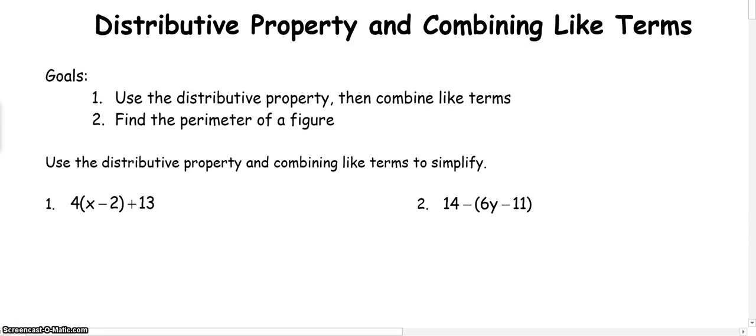This video is to learn the distributive property and combining like terms. The goals of this video are to use distributive property and then combine like terms and to find the perimeter of a figure. So let's use the distributive property and combining like terms to simplify.